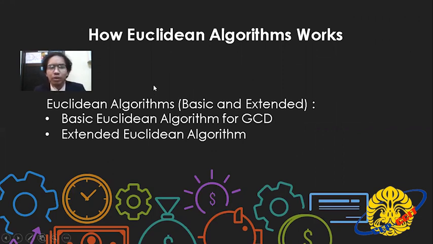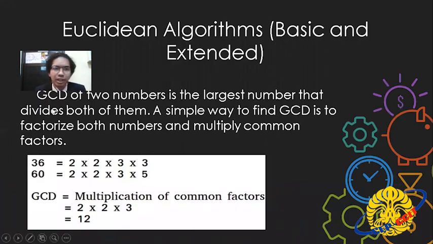And now I'm going to explain how Euclidean algorithm works. First, for the Euclidean algorithm, we have the basic and extended. What is the difference between basic and extended? The basic is only the simple one, and the extended has the formula. Now, Euclidean algorithm, basic and extended. The greatest common divisor of two numbers is the largest number that divides both of them. A simple way to find the greatest common divisor is to factorize both numbers and multiply the common factors.